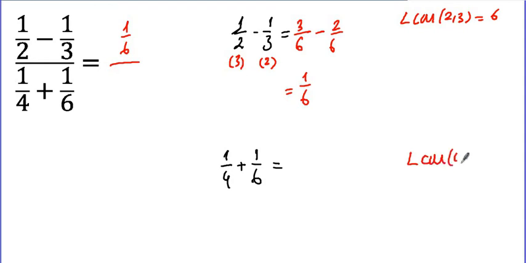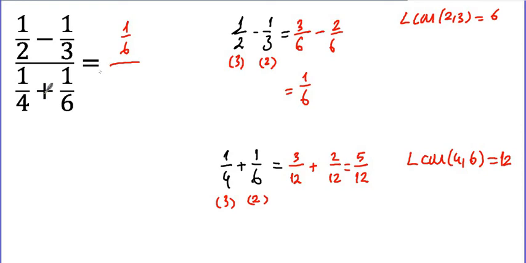What is the LCM of 4 and 6? It is 12. So the common denominator is going to be 12. 4 times 3 is 12 and 6 times 2 is 12. So I'm going to extend my fractions to make the denominators 12. 3 times 1 is 3 and 3 times 4 is 12, plus 2 times 1 is 2 and 2 times 6 is 12. So 3 plus 2 is equal to 5. 5 over 12 is my denominator.